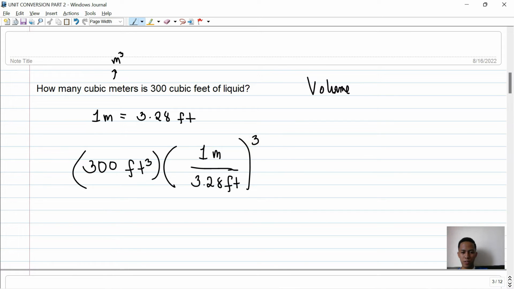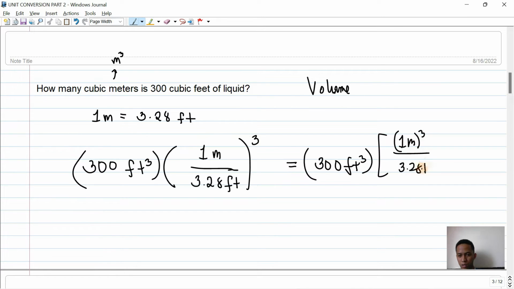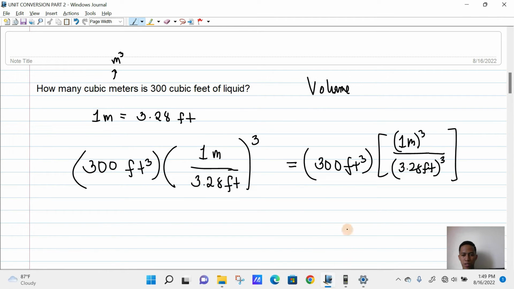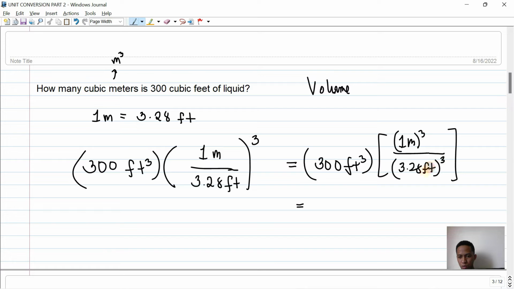Okay, so this is just equivalent to 300 cubic feet, then times, you have here 1 meter cube over 3.28 feet quantity cube. Okay guys, so take note that lahat ng expression naka-cube dyan, including the 3.28. So, eto, mag-cancel na dyan yung cubic feet mo. So, matitira mong unit is cubic meter, which is the required in the problem.